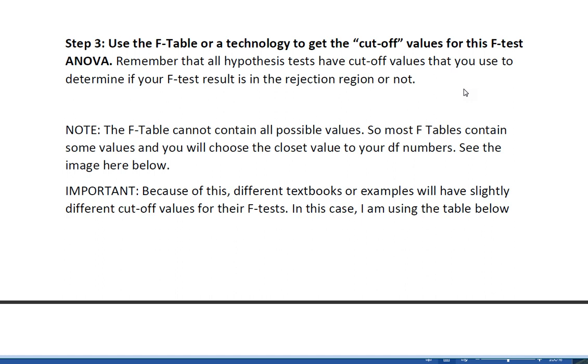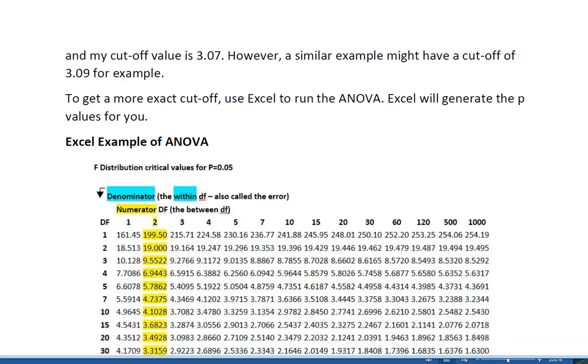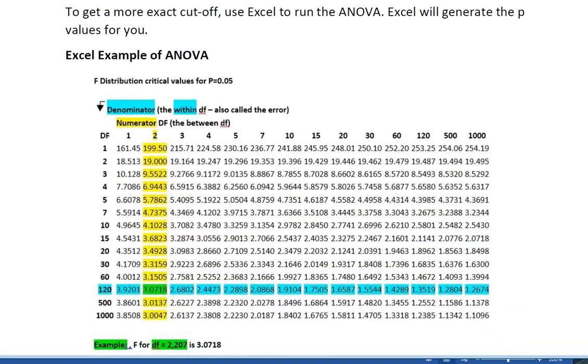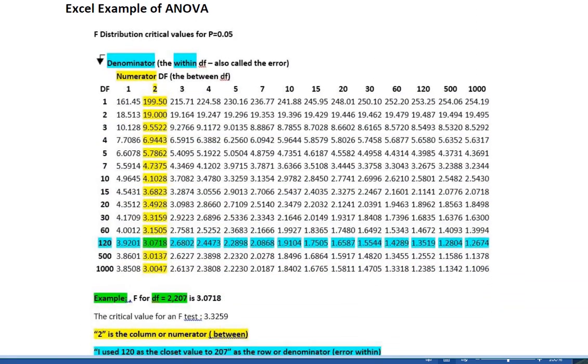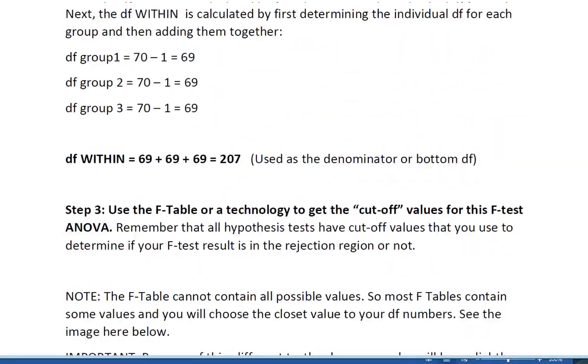Now there are two ways generally to figure out cutoff values. One is to use a table, the other is to use a technology. In this example, I'm going to show you how to use the table, but then when we look at Excel, we can see that we can quickly use Excel to calculate the p-value, which is even faster. So let's scroll down a little bit to see what it looks like here. Remember, we calculated the degrees of freedom above. We said, and let's back up and see what those were.